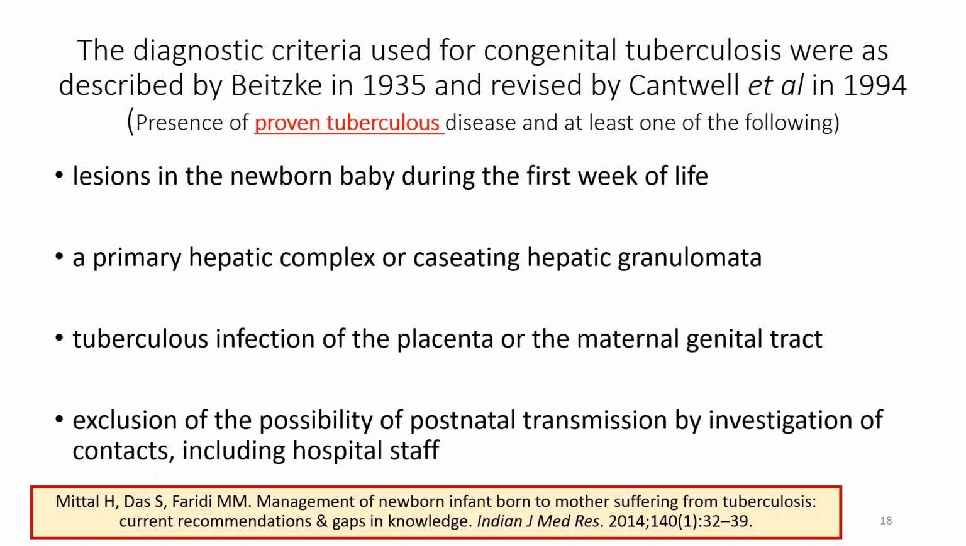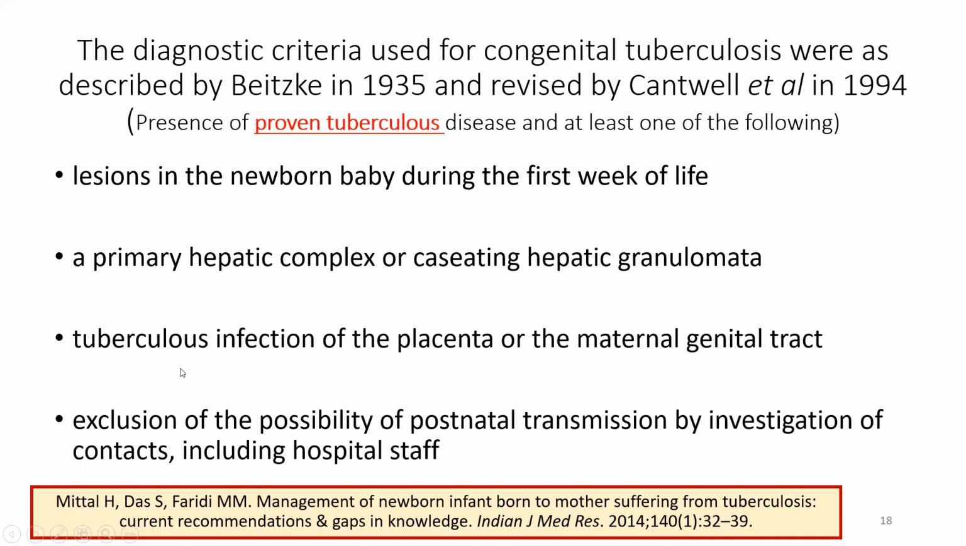Now, this slide is talking about the diagnostic criteria used for congenital tuberculosis, described by Beitzke in 1935 and revised by Cantwell in 1994. It's a bit challenging to prove the presence of TB in children, but they use the following measures for diagnosis. Lesions in the newborn baby during the first week of life could be suggestive of congenital TB, such as a primary hepatic complex or caseating hepatic granuloma. They look at the baby's liver through sonar, and if there are any changes or hepatic granuloma, that could also be a sign of congenital TB.